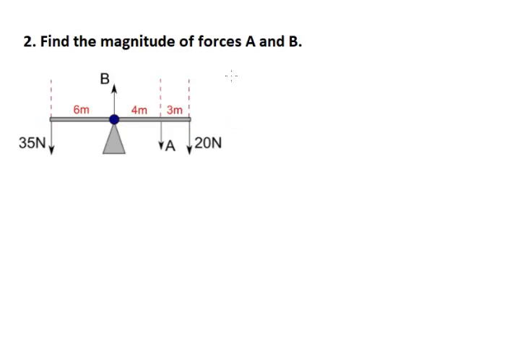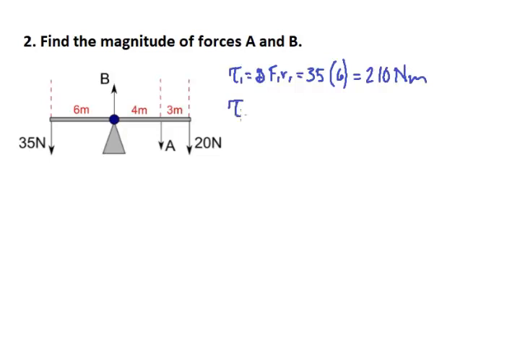Let's start with 35. So torque 1 equals, if I follow the trajectory of the force and move it around the fulcrum, this is going to generate a positive torque. So I have a positive torque, F1 times R1. The first force is 35 newtons. The lever arm for 35 will be 6 meters. 35 times 6 will give me 210 newton-meters.